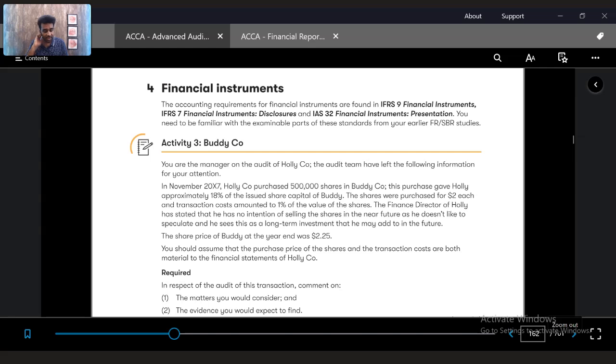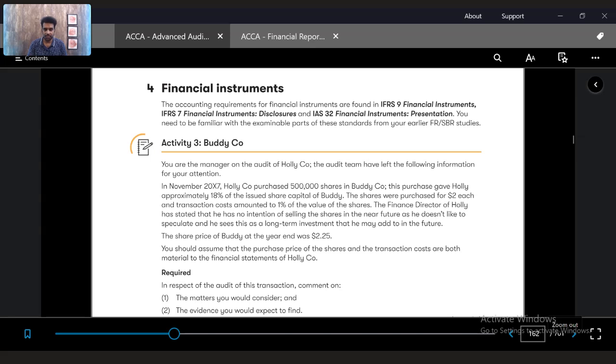IFRS 7 specifically talks about the disclosures, like how can you disclose them, what are the disclosure criteria which you need to follow when you are presenting it in the financial statements, in the disclosures and notes to the financial statements. And finally, IAS 32 talks about the presentation of the financial instruments in the financial statements.